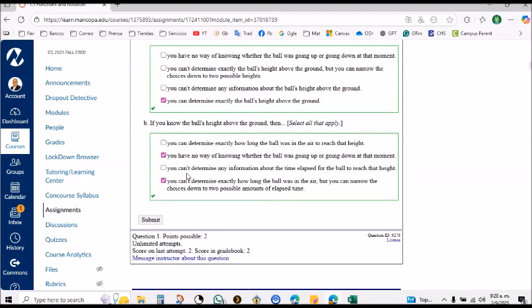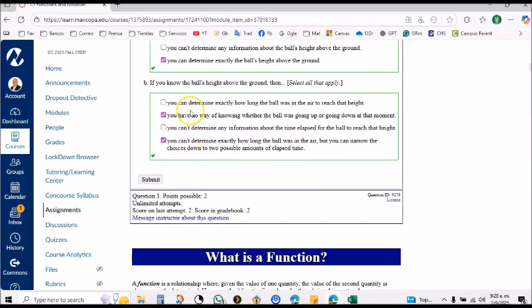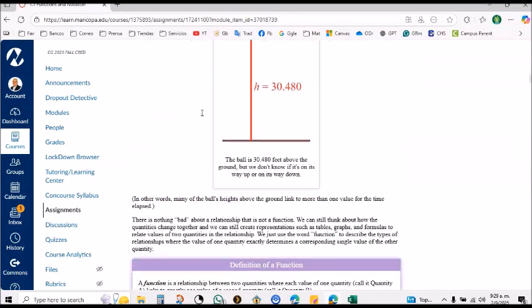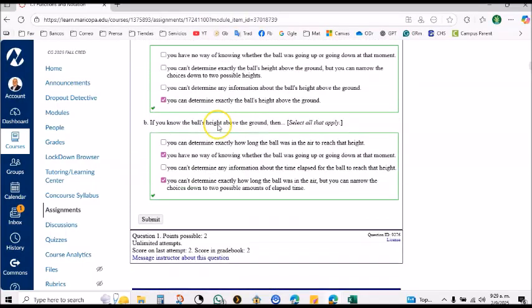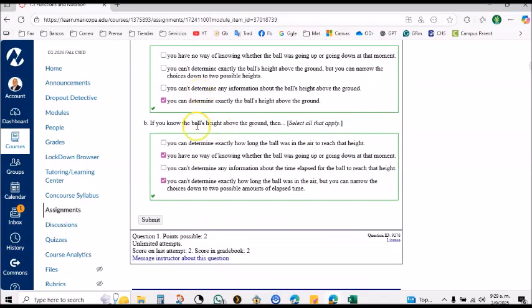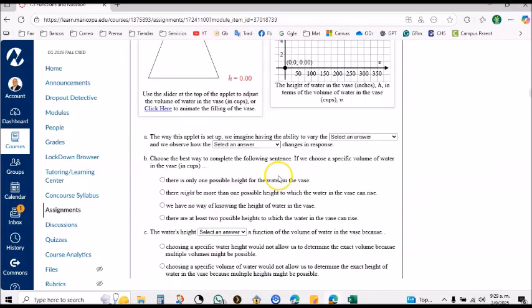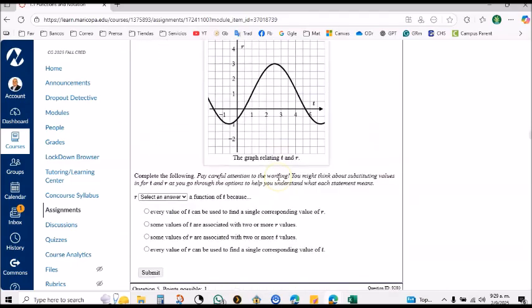The point here is that you have unlimited attempts, right? So same here for what is a function and all the stuff. My advice is for you to try to get, and listen here, question points possible 2, unlimited attempts, score. So in your grade book, you will have 2 points out of this question. Then you will have a lot of questions here.